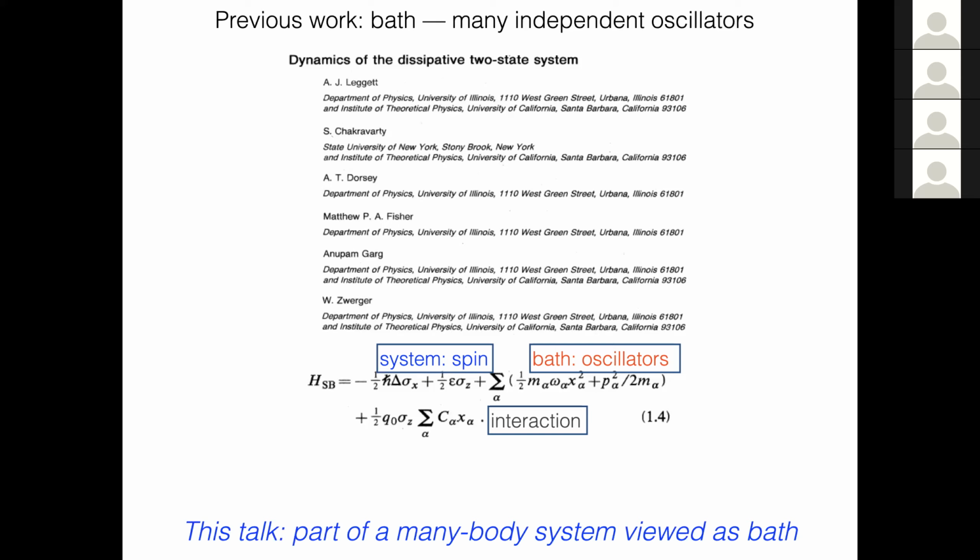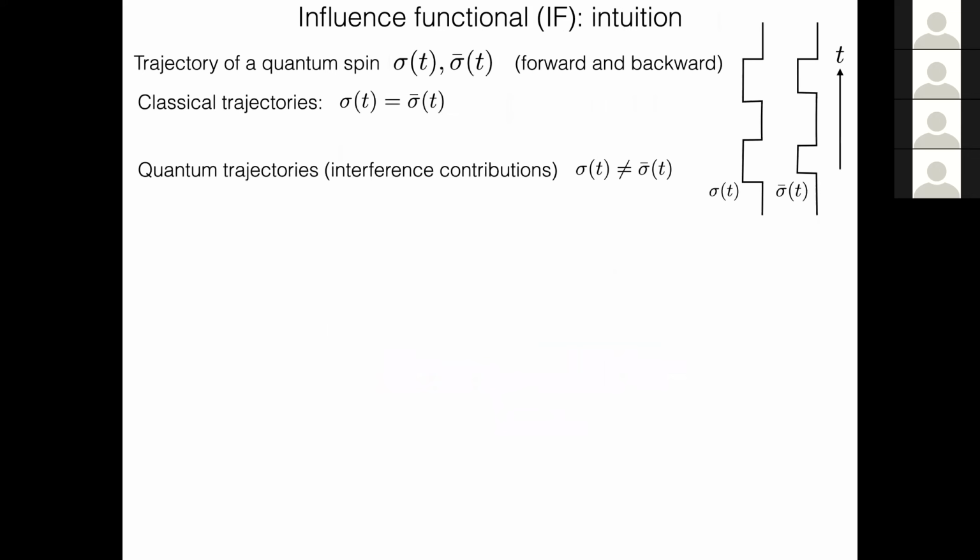But what we want to do today is to move away from this model of a bath as harmonic oscillators, and really, we'll try to view a many-body system as a bath, and we would be thinking about the influence functional of a many-body system. Just before I dive into the results, a small piece of intuition about the influence functional.